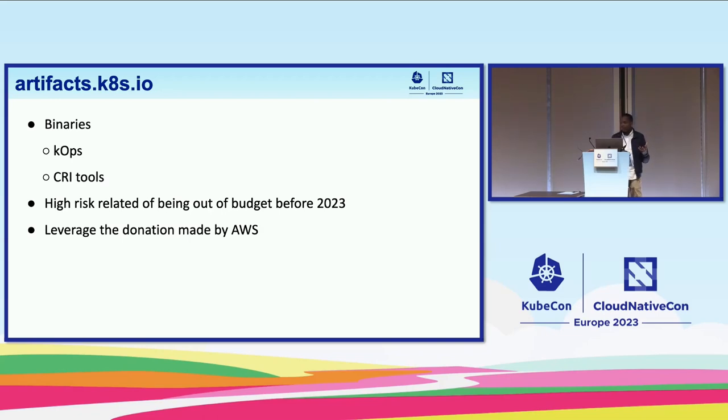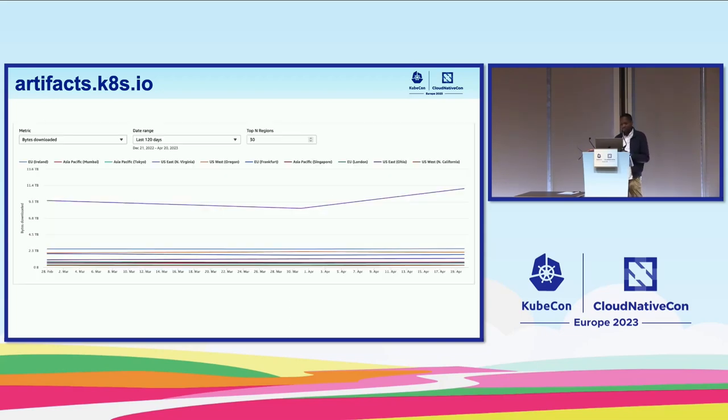So we have a global problem with egress, because somehow it's a metric of the success of the Kubernetes project. People adopt that, people use that, but that success has a cost. We have to pay for that. So we are at risk of not being able to run the infrastructure for 2023, because if we run out of budget, we might shut down the infrastructure accidentally. So it's a big risk. So with donations coming from different cloud providers, we leveraged that and said, okay, we're going to move artifacts.k8s.io to S3. And you see in the graph here, since February 28, we did a transition. We serve almost 12 terabytes per day.